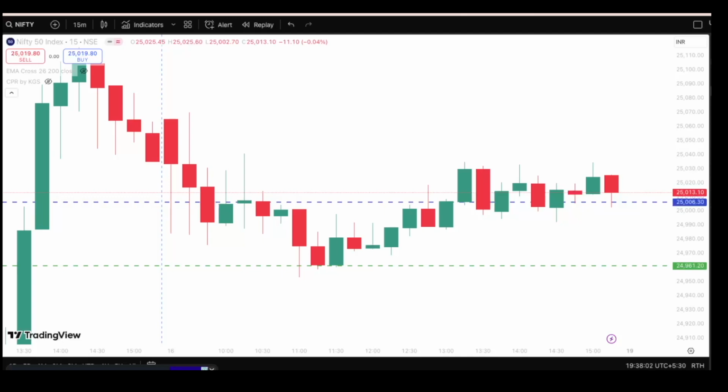And this is for educational purpose only. Trading involves risk. Again, I'm not a SEBI registered advisor. Please consult your financial advisor before taking any trades. Capital is always at risk.